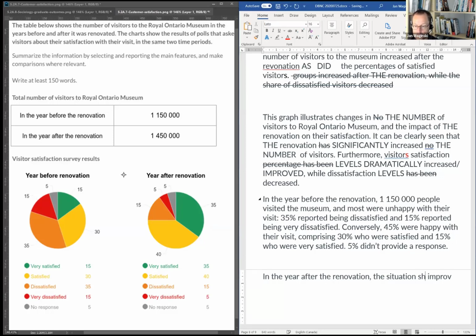Situation showed tremendous improvement. Doesn't Donald Trump love that word tremendous? Oh, it was just tremendous, just tremendous. Right. Situation showed tremendous improvement. Okay.